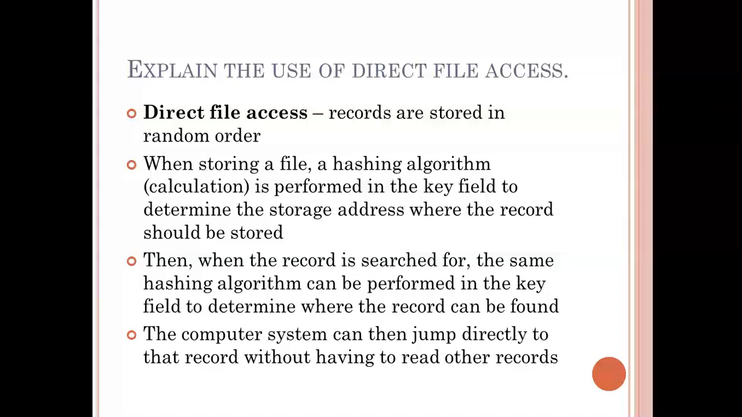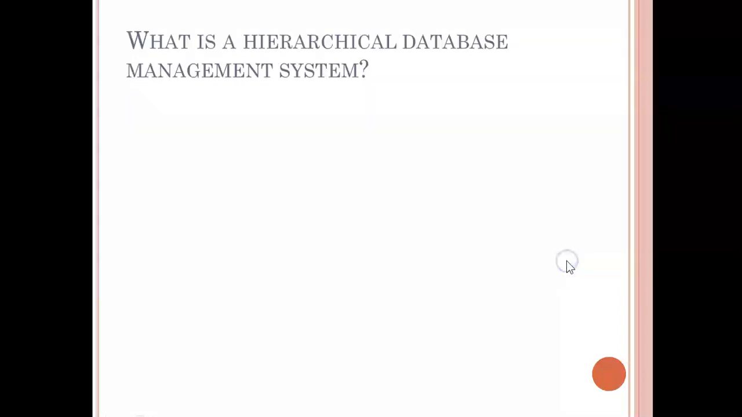Okay, it doesn't have to go through records in an order like we saw in sequential access or index sequential access. Here it can literally jump, when it has a storage address from the hashing algorithm, it can jump to that address immediately without going through one record after another. Let me know if that makes any sense, if you need any help with that.